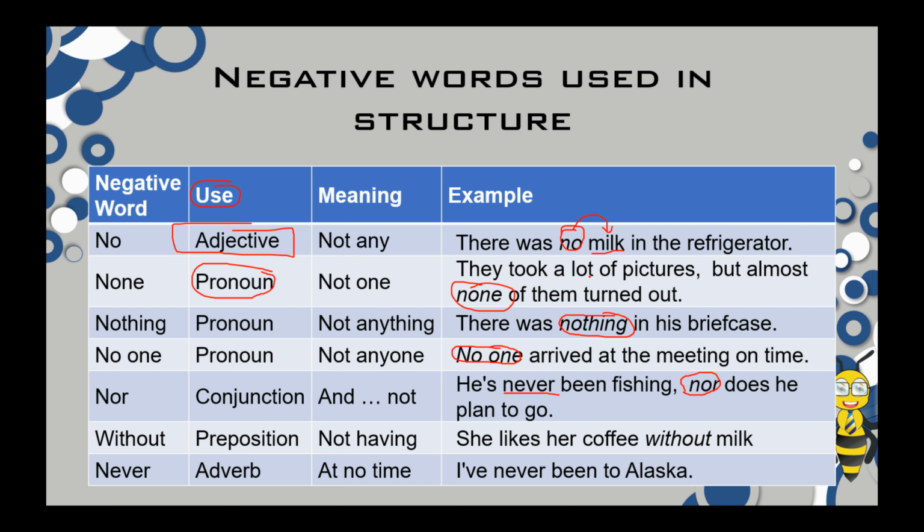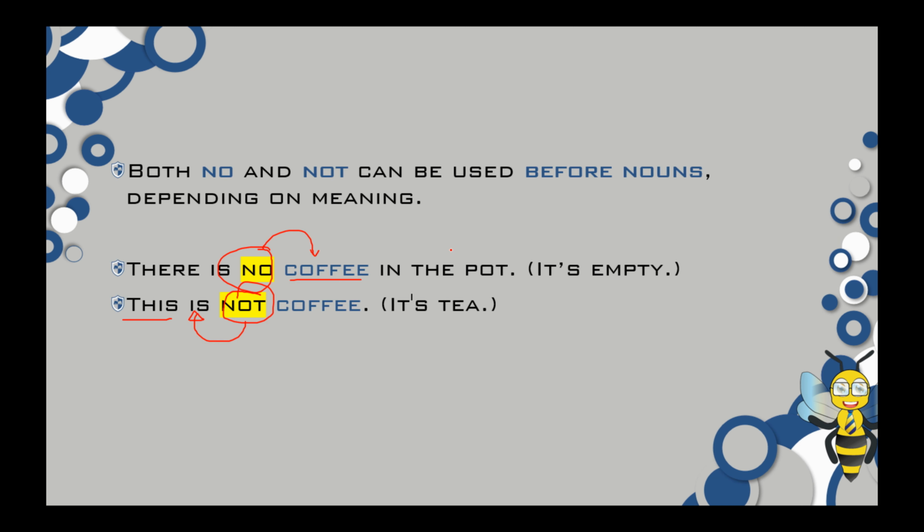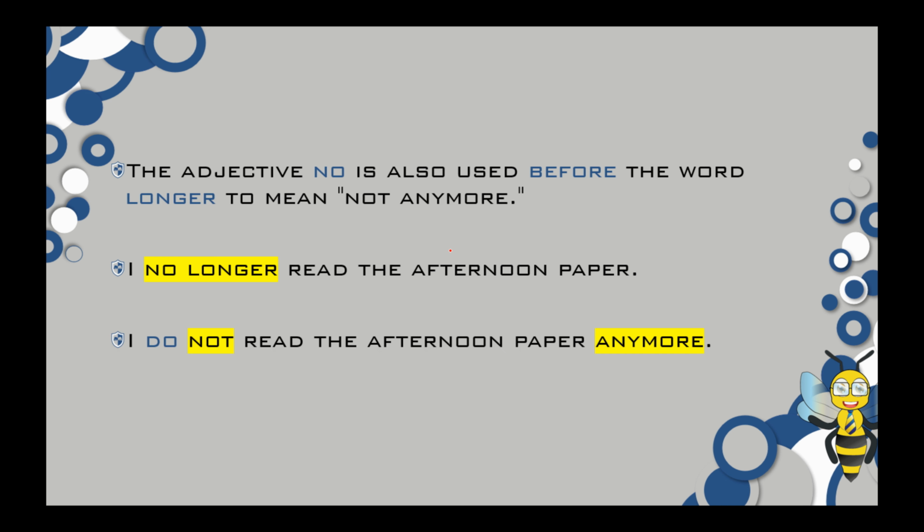Okay, so the adjective no is also used before the word longer to mean not anymore. In this case, we use the word no before the word longer. Okay, and it means not anymore. For example, I no longer read the afternoon paper. Or I do not read the afternoon paper anymore.